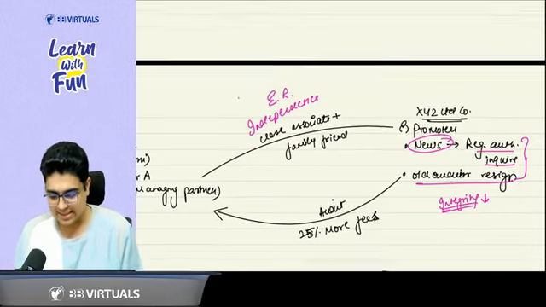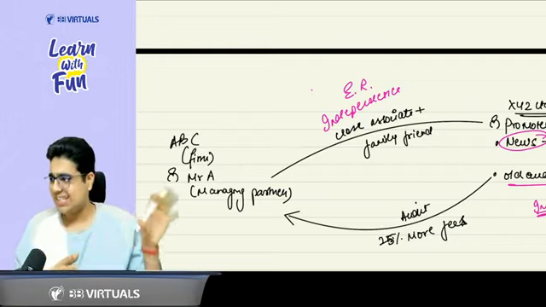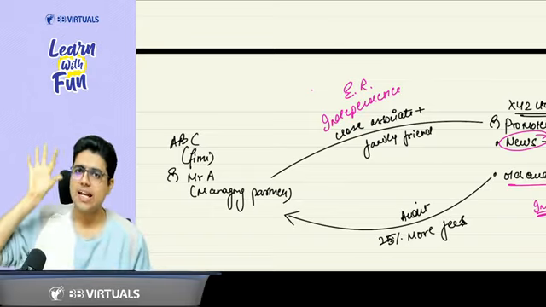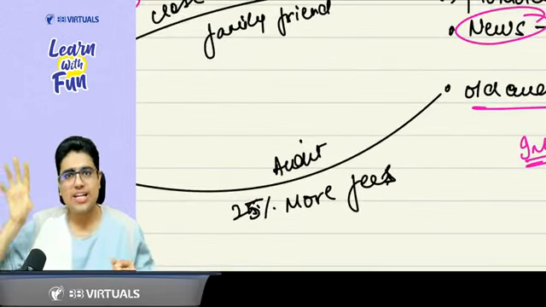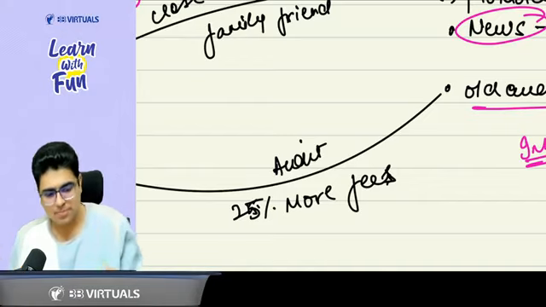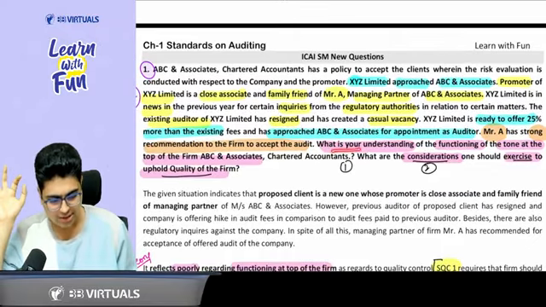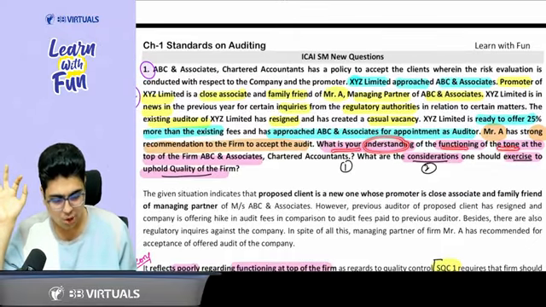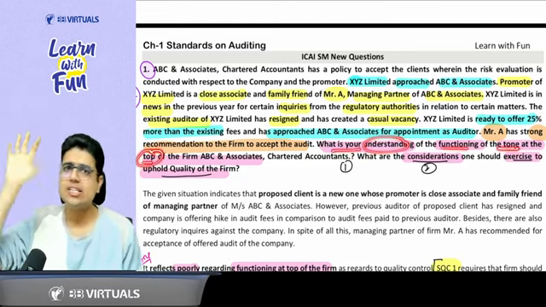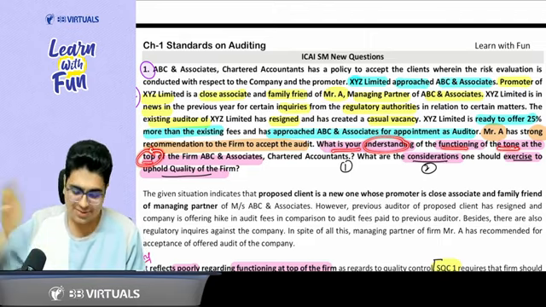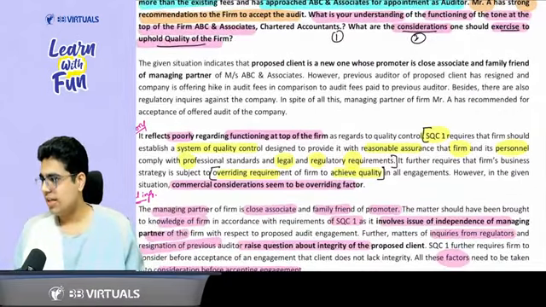The answer is no. But still, Mr. A, considering he and the promoter were close, decided to accept the client. So do you think they are giving priority to the quality or to the money? Sir, they are giving priority to the money. So this is what the question asks. Last, the question says, what is your understanding of the functioning of the tone at the top of the firm? Top means how the leadership is performing. Do you think leadership is good or bad? Sir, it is very poor. So this is what you need to write about the first part. Everyone please read with me. Let's revise it properly.